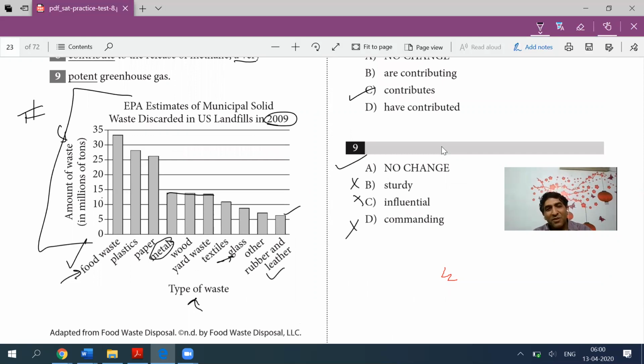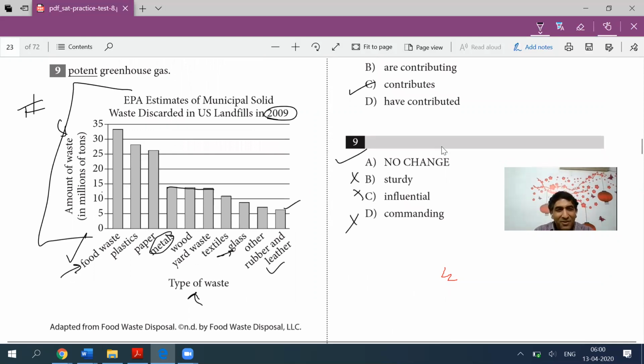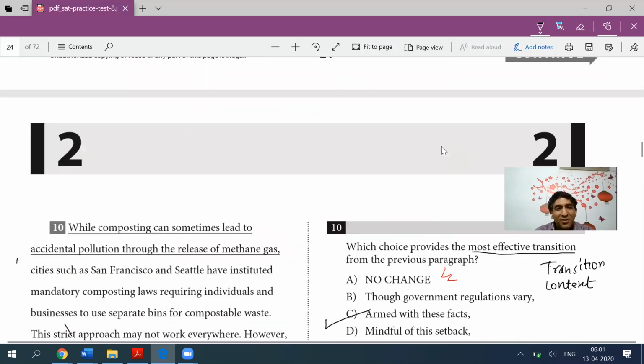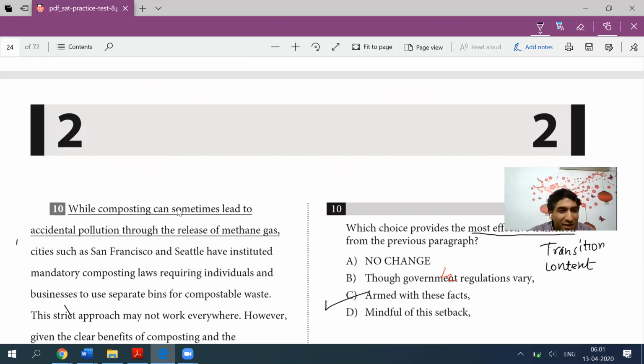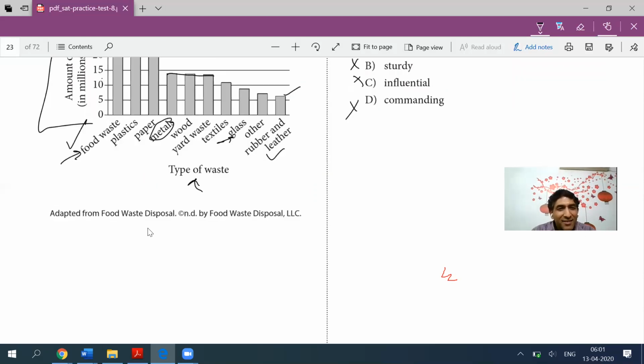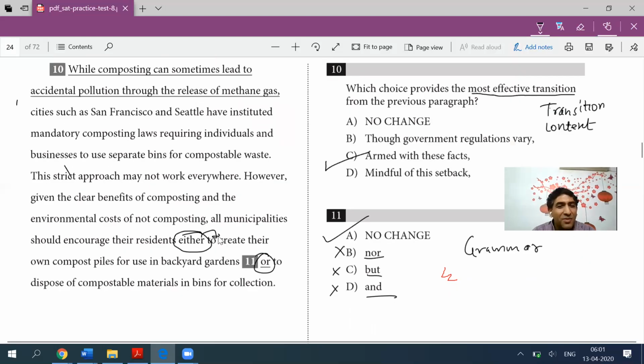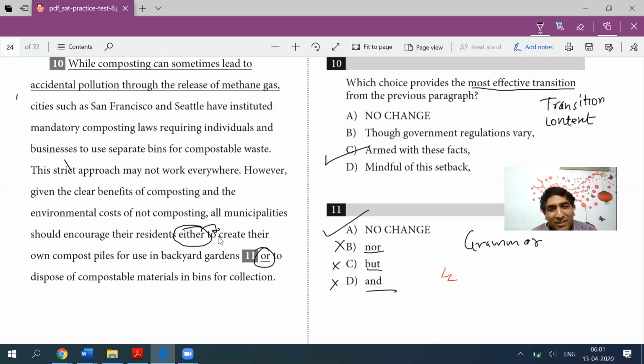Sometimes you have to focus on data. For example, this question was again interesting. This was a transition question. So the references in the previous paragraph. Since the previous paragraph, the last thing they said was some data. So taking reference from that graph, what you should do is choose the answer option which is related to that graph. So armed with these facts is the right choice there. And the last one is either or, neither nor, something related to grammar.